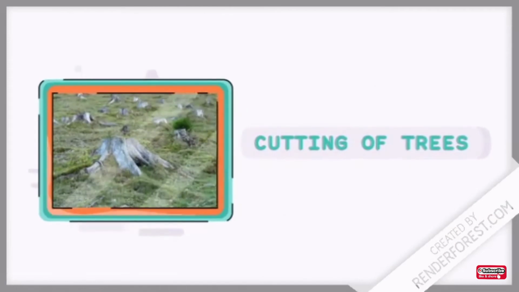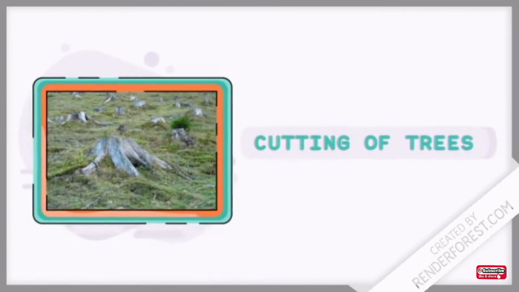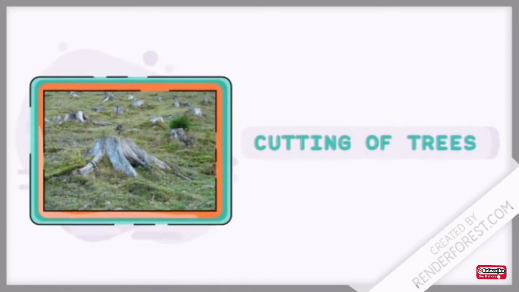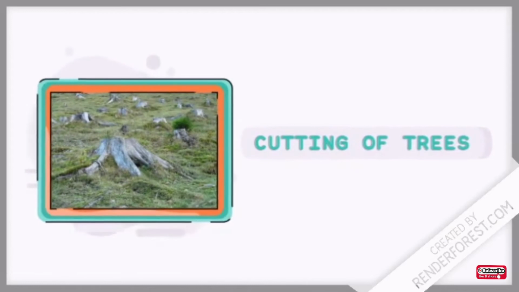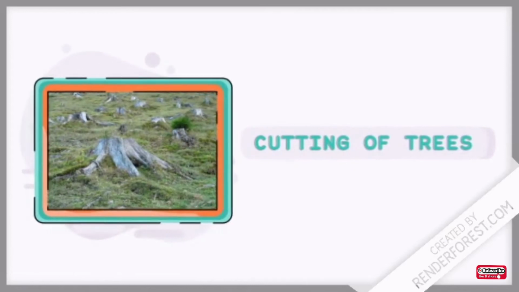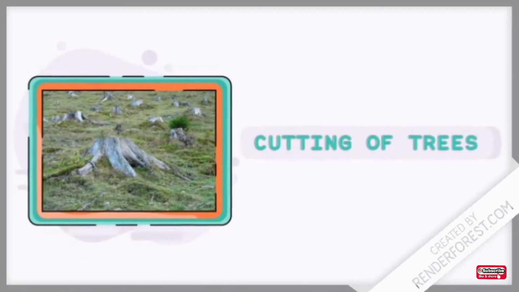Cutting off trees, or deforestation. Fewer trees, warmer temperature. Roots in trees hold the soil together, especially on rainy days. Without them, there is the danger of soil erosion. Let us not forget that some animals depend on trees for food and home.